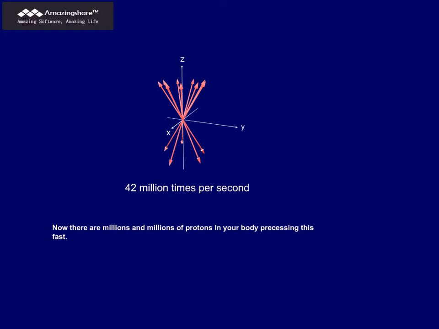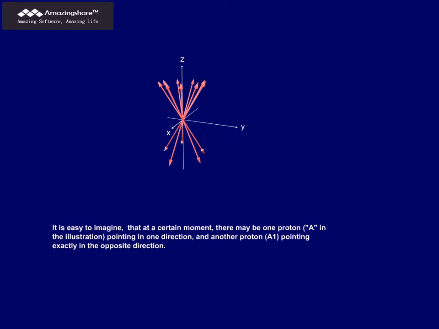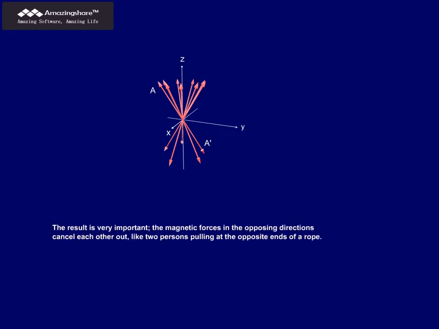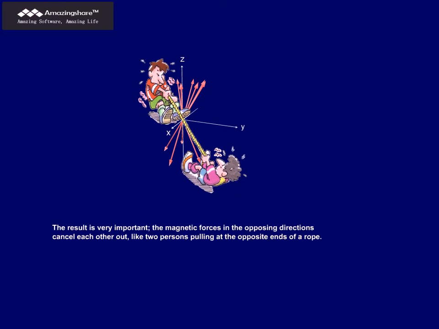Now there are millions and millions of protons in your body precessing this fast. It's easy to imagine that at a certain moment there may be one proton, A in the illustration, pointing in one direction, and another proton, A1, pointing exactly in the opposite direction. The result is very important. The magnetic forces in the opposing directions cancel each other out. Like 2 persons pulling at the opposite ends of a rope.